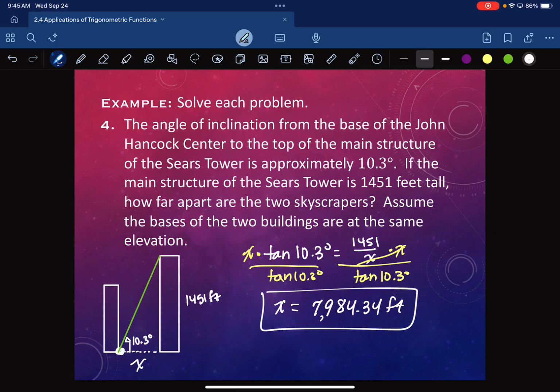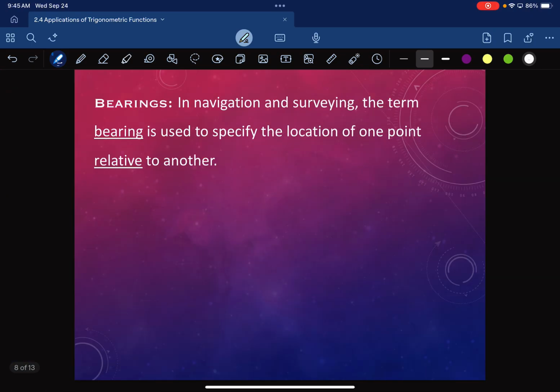Okay, so there's one more application in this section, and actually there are two more applications. I think I can get one more of them done, and then the last one will be on a video, okay? So the next application that we're going to take a look at is bearings. Bearings are used in navigation and surveying. The term bearing is used to specify the location of one point relative to another.